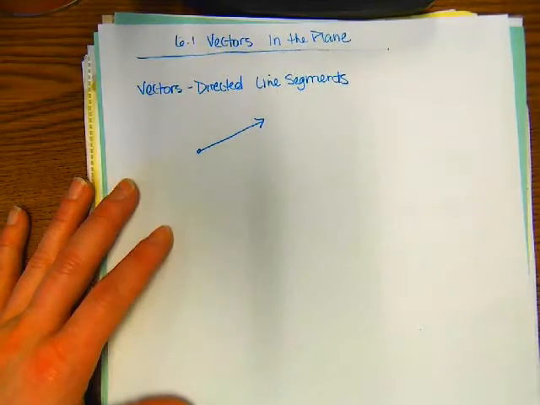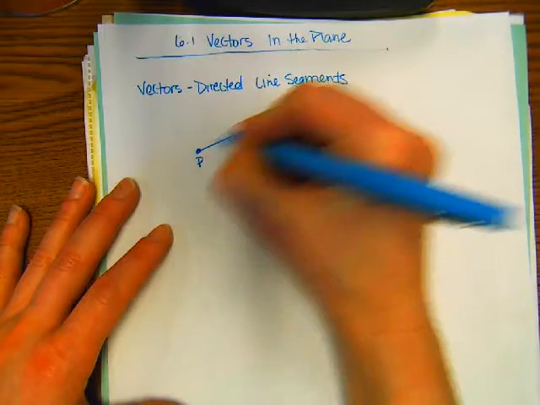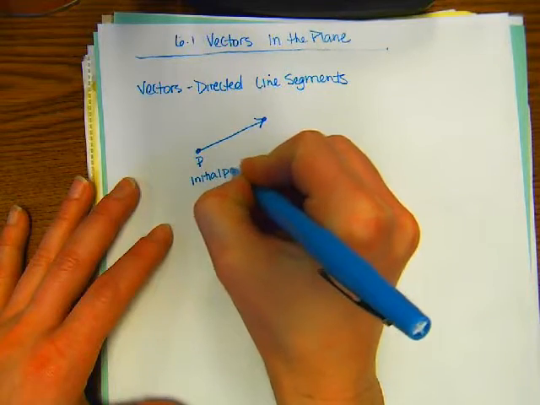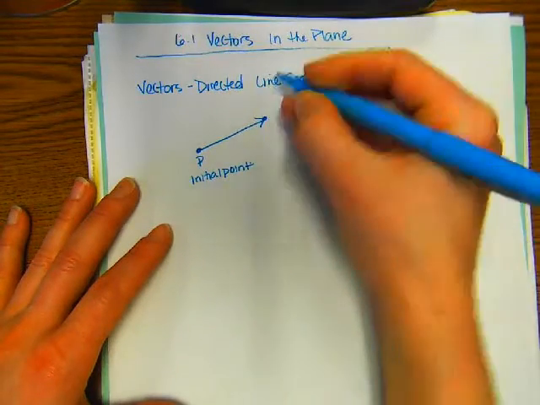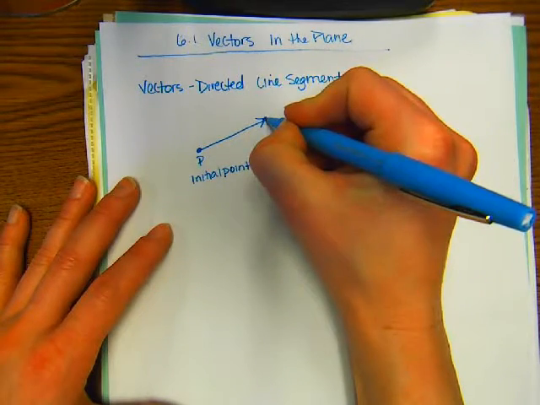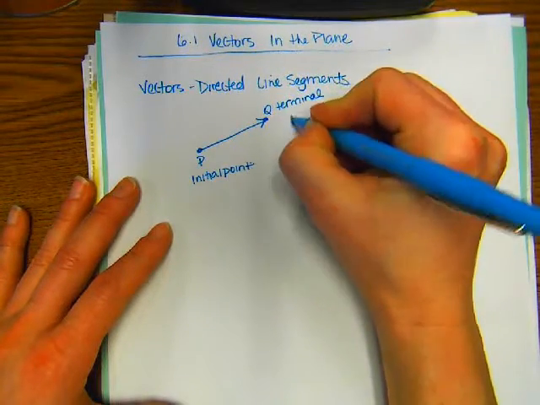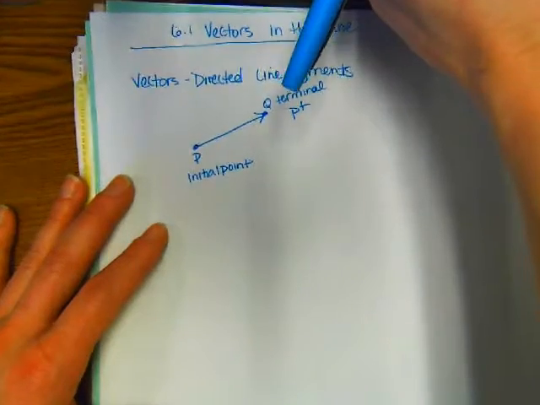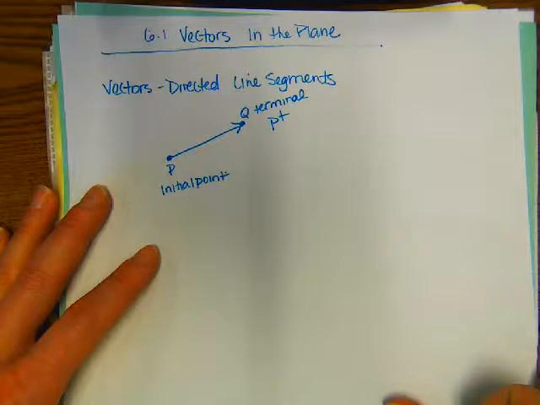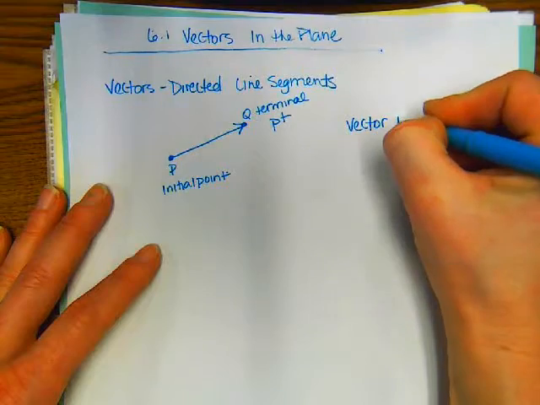So I'm going to draw a picture of a vector. I'll call this P. This is its initial point. And then it goes off in this direction for a certain amount, which we call the magnitude, and it ends at the tip of the arrow. We would call that the terminal point. And then I would call this vector PQ.